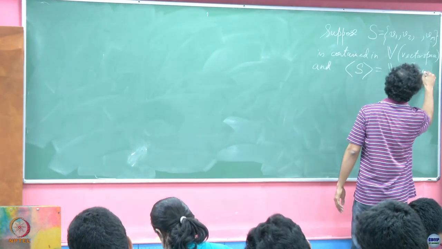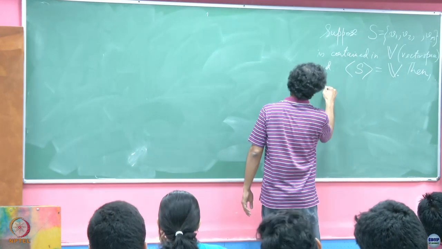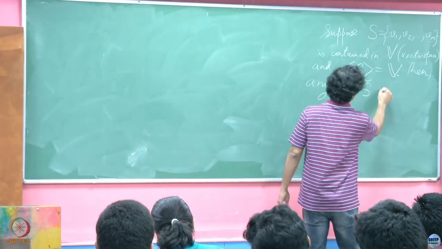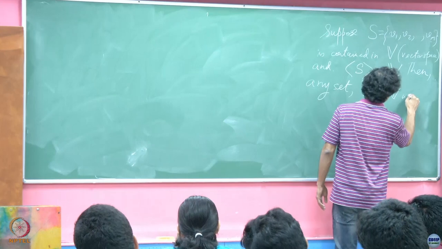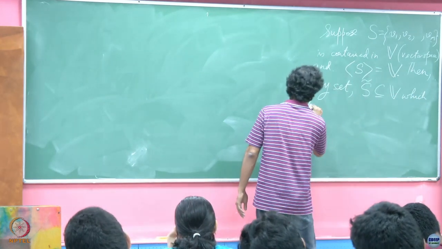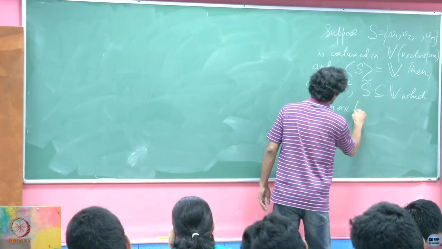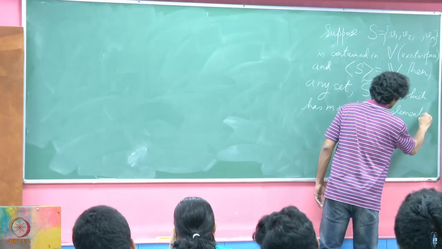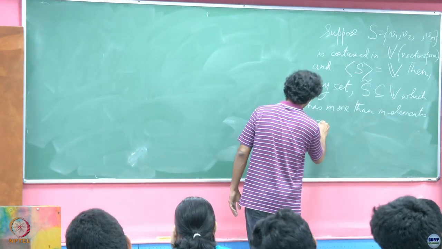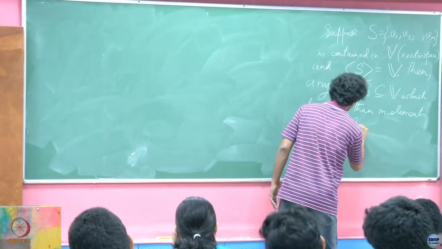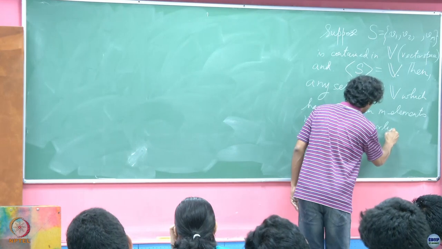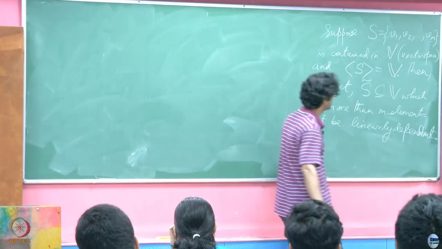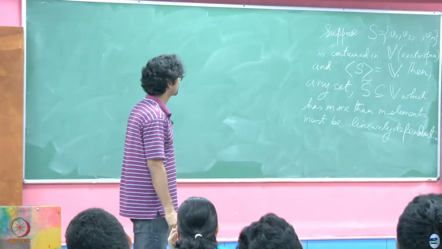Then any set S tilde contained in V which has more than m elements must be linearly dependent. Quite a startling result at first glance, right?